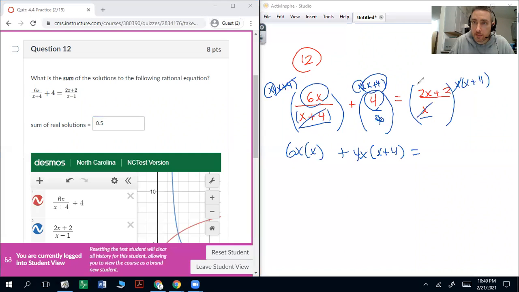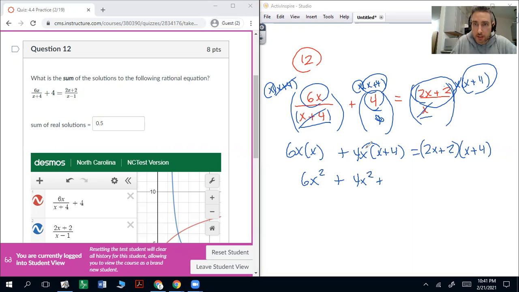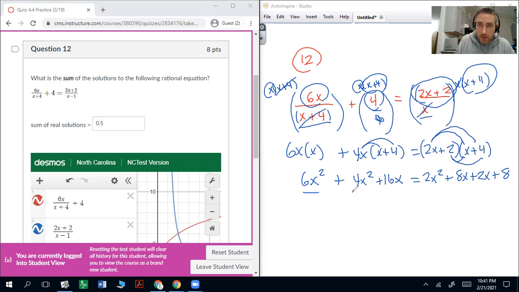And then here the x's cancel. So I have 2x plus 2 and x plus 4. So this is going to be 6x squared plus 4x squared plus 16x equals 2x squared plus 8x plus 2x plus 8. So I got 6x squared, 4x squared, that's 10x squared plus 16x equals 2x squared plus 10x plus 8.